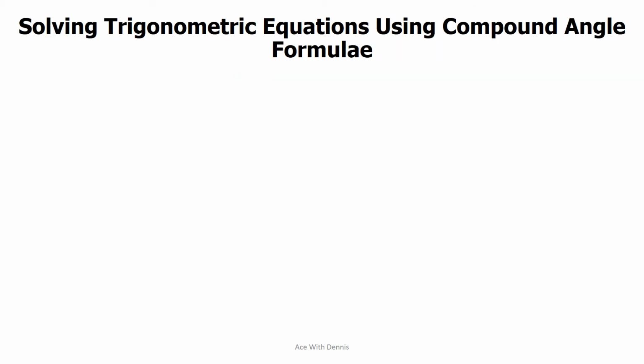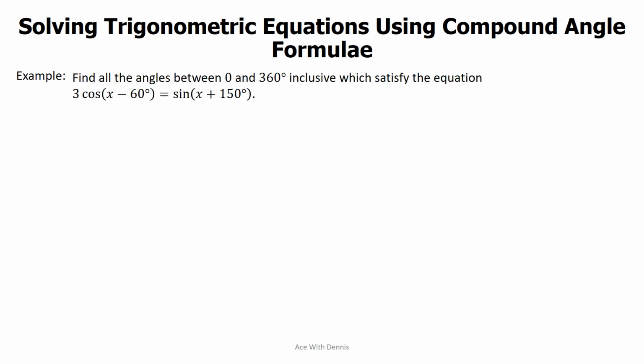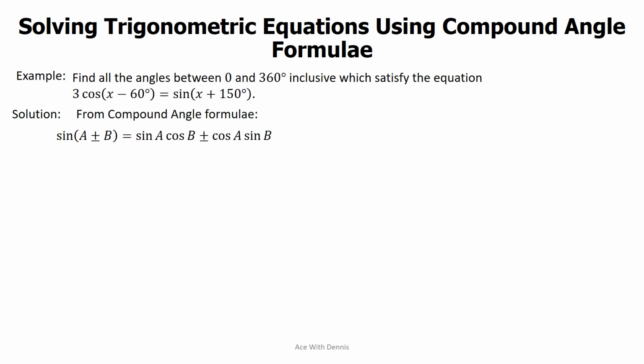Now, let's try to apply compound angle formula to solve trigonometric equation. Here is the example. Find all the angles between 0 and 360 degrees inclusive which satisfy the equation 3 cosine x minus 60 degrees equals sine x plus 150 degrees. Here is the solution. From compound angle formula, sine A plus minus B equals sine A cosine B plus minus cosine A sine B, and cosine A plus minus B equals cosine A cosine B minus plus sine A sine B.